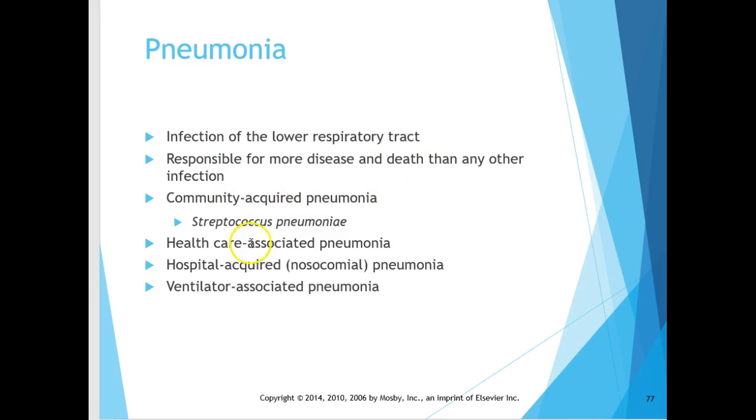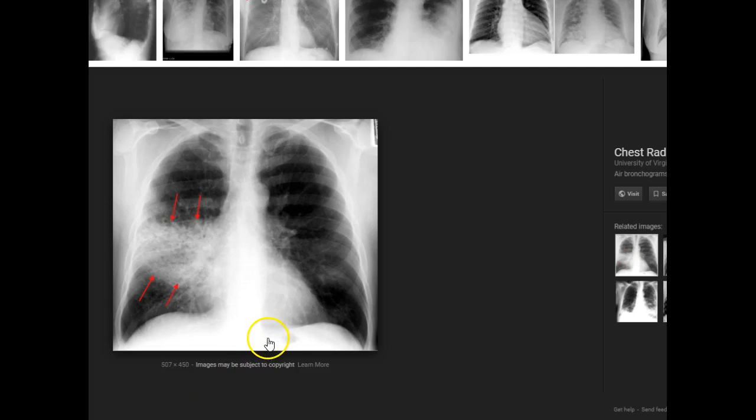Responsible for more deaths per year than any other infection. Here's a chest x-ray of a bacterial pneumonia. You get this area of collapsed lung because you have pus and that sort of thing inside there. These people will have increased white blood cell count, usually have a fever. They are coughing, they're sick.